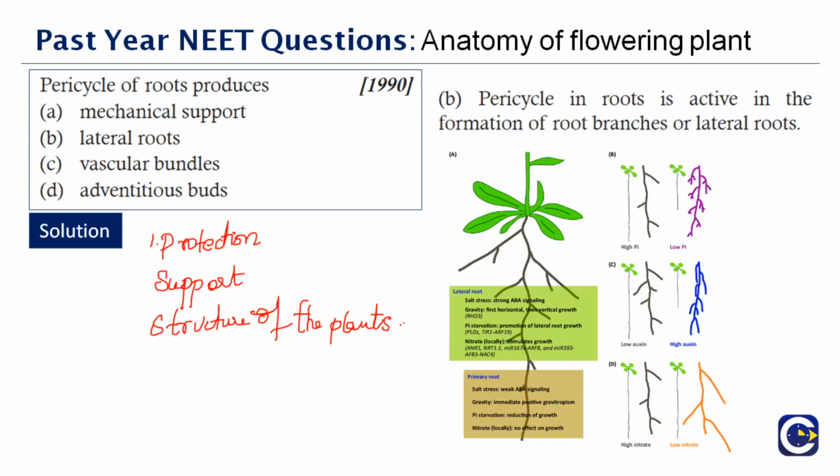So here you have lateral root, primary root, different root systems given here. When you talk about the lateral root, it helps in salt stress, gravity, then it helps the plant during starvation, then it also has other functions like nitrate and so on. So this is just a diagram which shows you much information about the lateral roots and the primary root. Therefore, the correct answer to this question is option B.